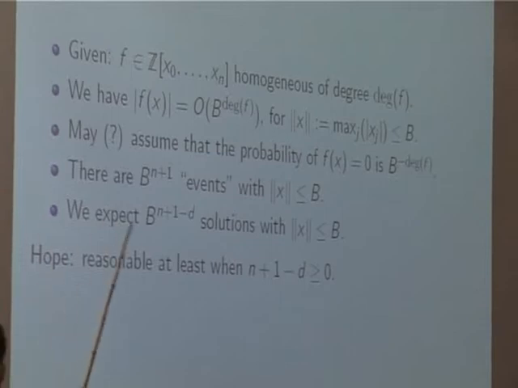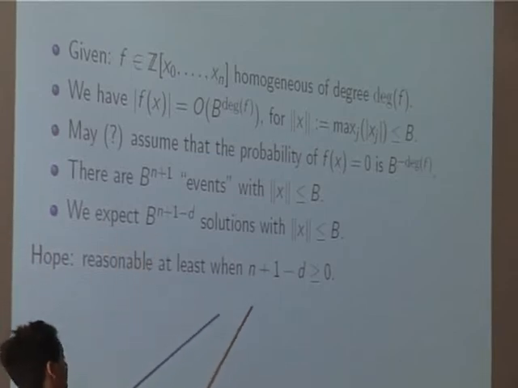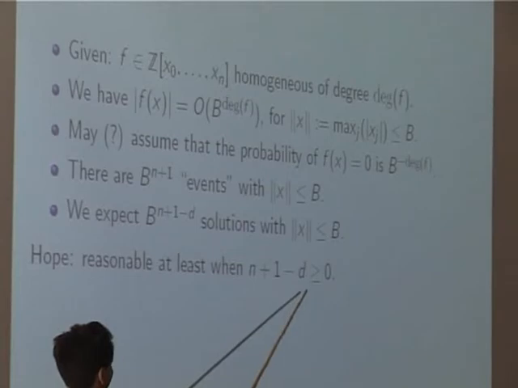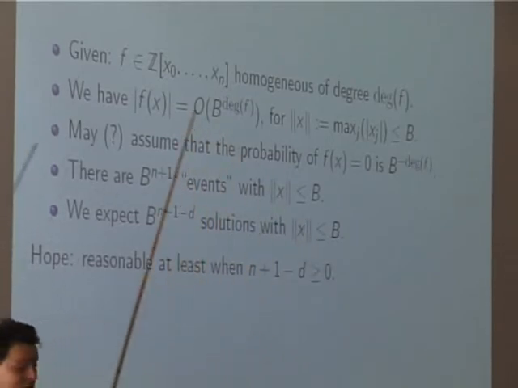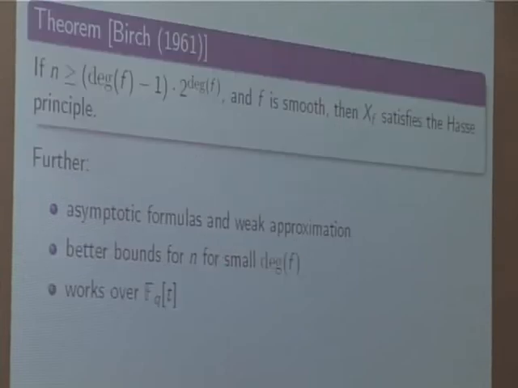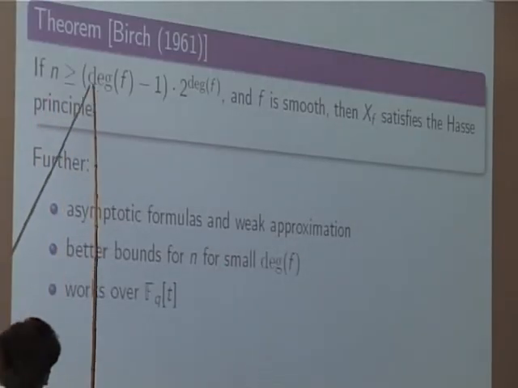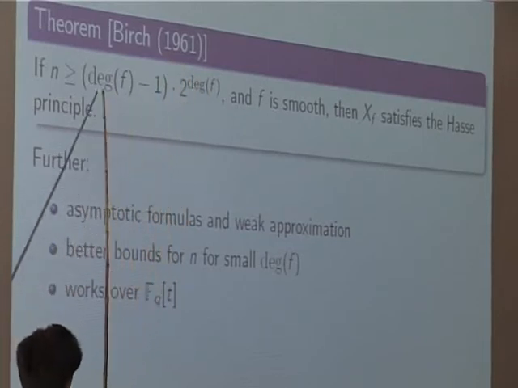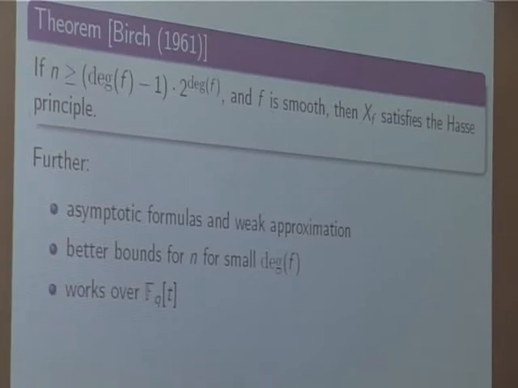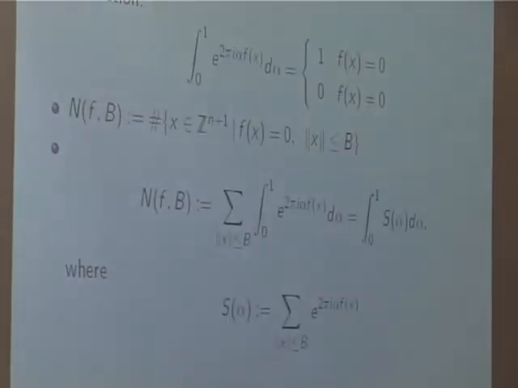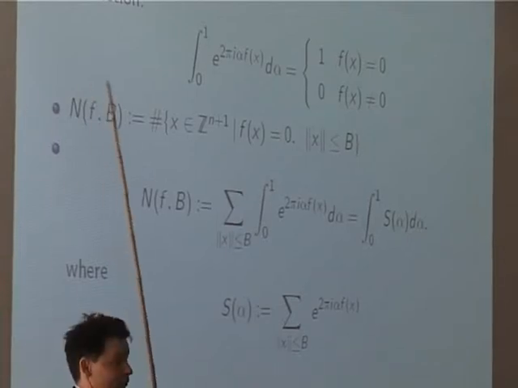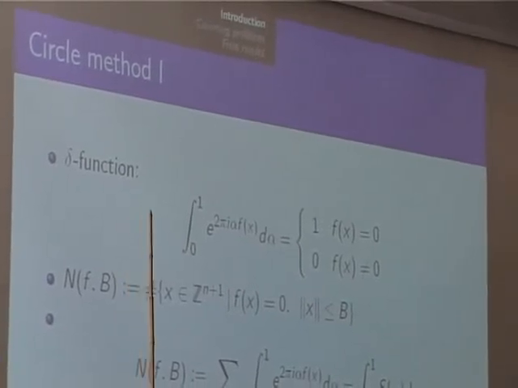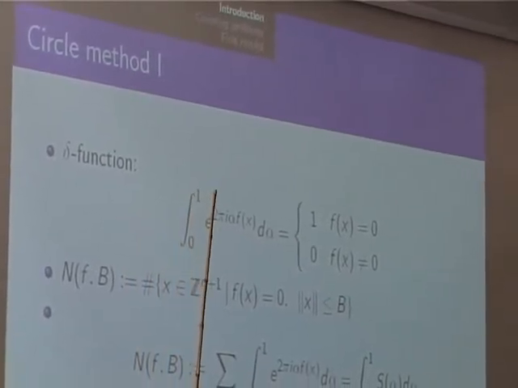The hope is that this analysis is actually reasonable, and the corresponding statement is provable if n plus 1 minus d is much bigger than 0. And the previous theorem by Birch says exactly that: if n is much bigger than the degree, in fact 2 to the degree rather than just the degree, and then there is some constant like this, then indeed the heuristic is correct. I want to sketch very briefly the analytic approach. We'll have a short course on the circle method next week.